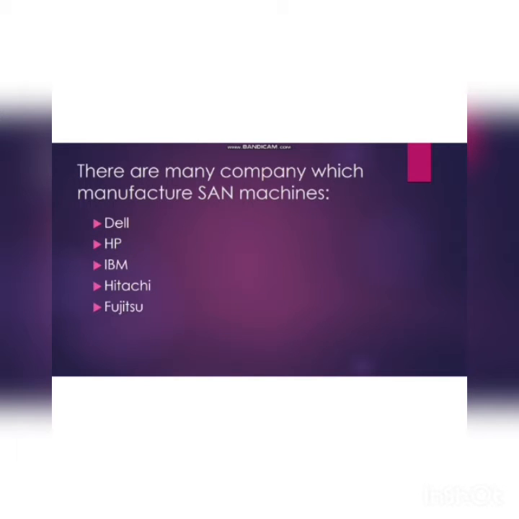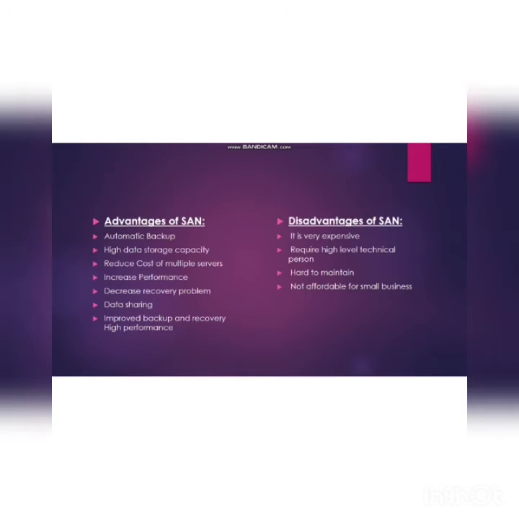There are many companies which manufacture SAN, and these are some top ranked companies which manufacture SAN: Dell, HP, IBM, Hitachi and Fujitsu. There are many advantages and disadvantages of SAN. First, coming to the advantages, it has automatic backup, high data storage capacity, it reduces cost of multiple servers and it increases performance. And disadvantages of SAN: it is very expensive, requires high level of technical person, it is very hard to maintain and not affordable for a small business.